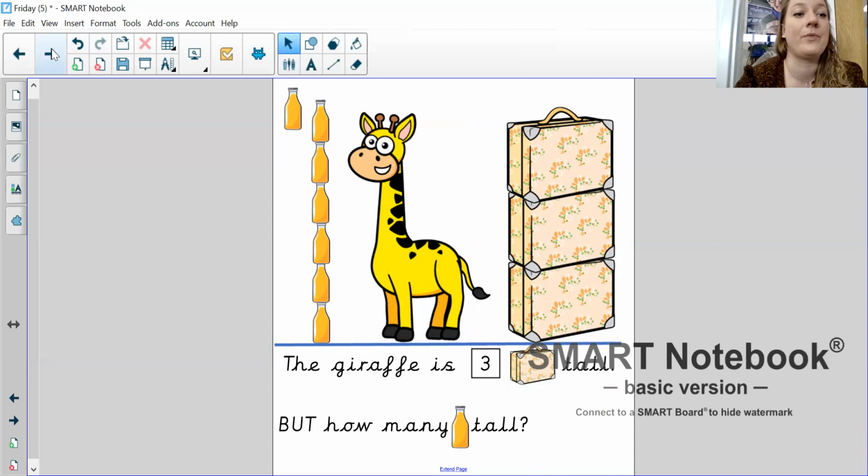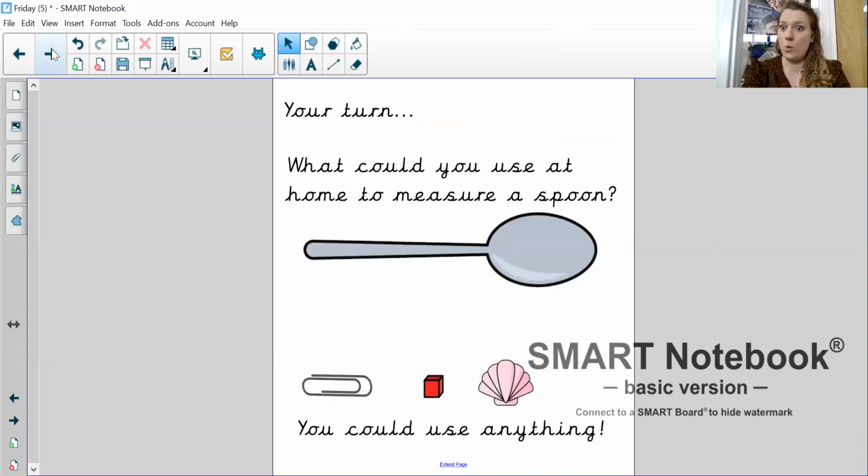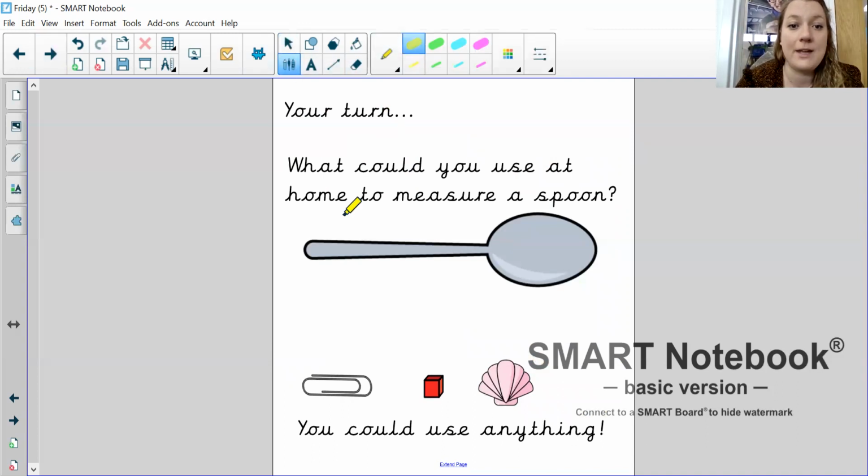Good job. Moving on. Oh, it's your turn now. So you are going to be measuring a spoon. Have a think about what you could use from around your house to measure the length of a spoon.